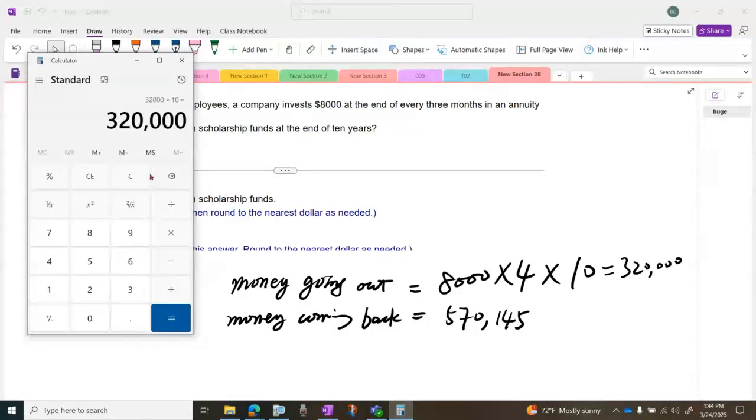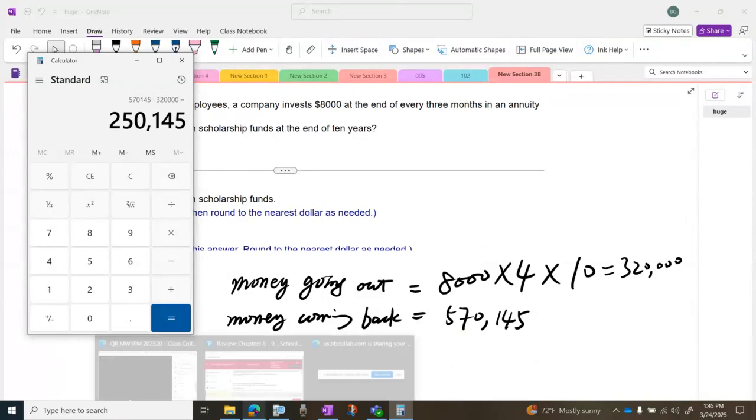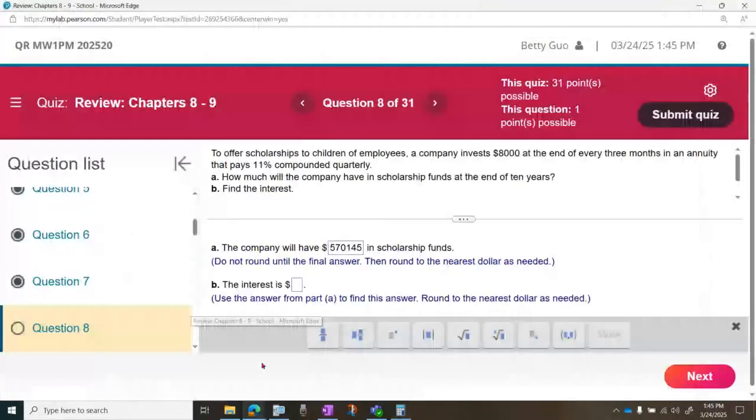The difference is the interest. $570,145, use that minus 320. So 250145. Double check. So 320, 250145. Okay, that's correct.